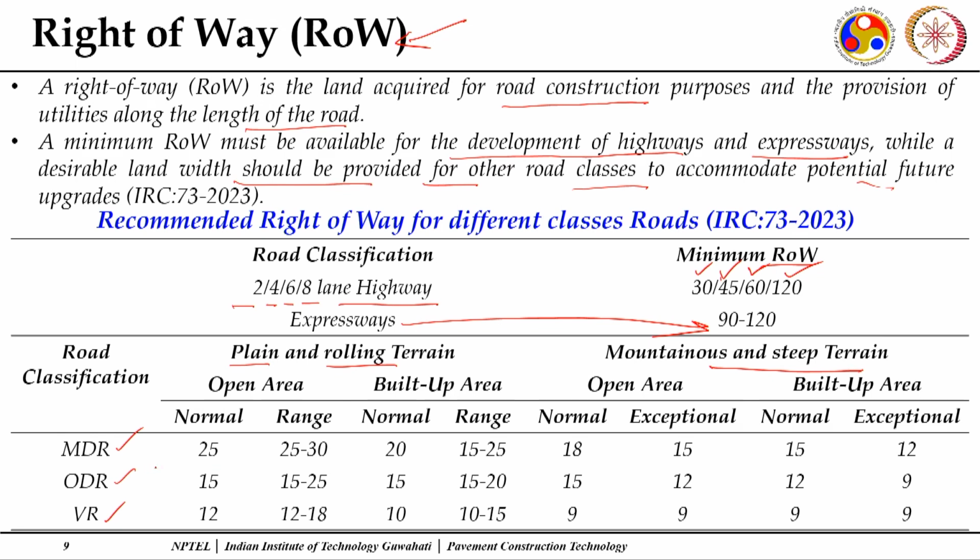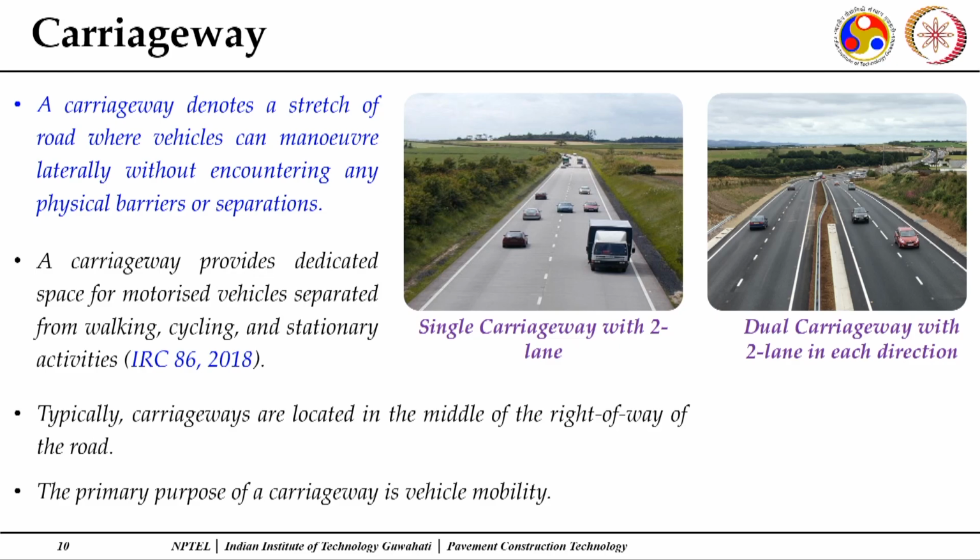So, here you can see the requirement for a major district road. For normal conditions, it says you can go for 25, and the range should be 25 to 30. This is for open areas. If there is some built-up area, meaning some construction or habitation, then it can be slightly reduced. These requirements are given under our IRC codal provisions. Now, these key features we will discuss in a bit more detail here.